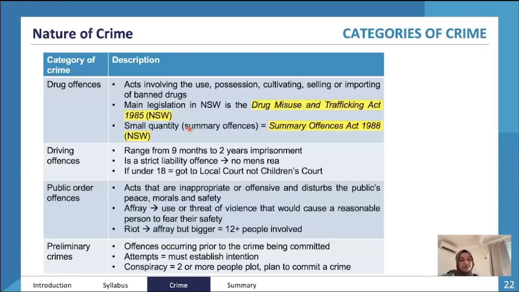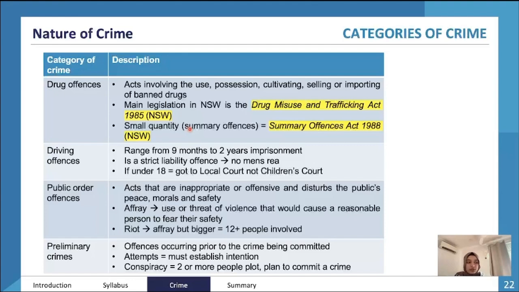In terms of driving offences, which is the next one, this is obviously a strict liability offence. We talked about that earlier, so you don't need to prove your intention to speed. You just have to prove that you're speeding, or that you weren't wearing a seatbelt, right? That is cause for 2 years imprisonment, normally max. If you are under 18, you go to a local court, not the children's court, even though you are a child, because of the type of offence. That's something you can keep in mind when you are studying driving offences.